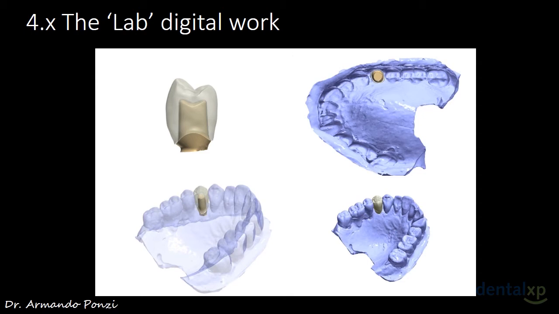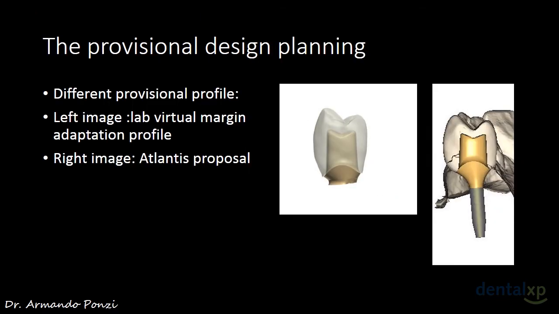In detail, we see the provisional design planning, and in particular the different provisional profile. On the left image, the lab virtual margin adaptation profile, and on the right image, the Atlantis proposal, and you see how the laboratory design is much more anatomical.